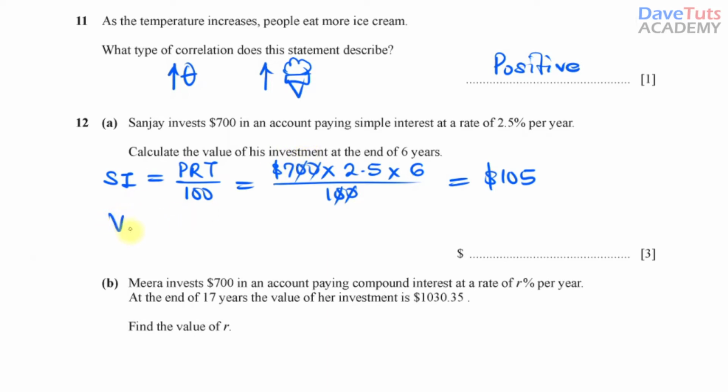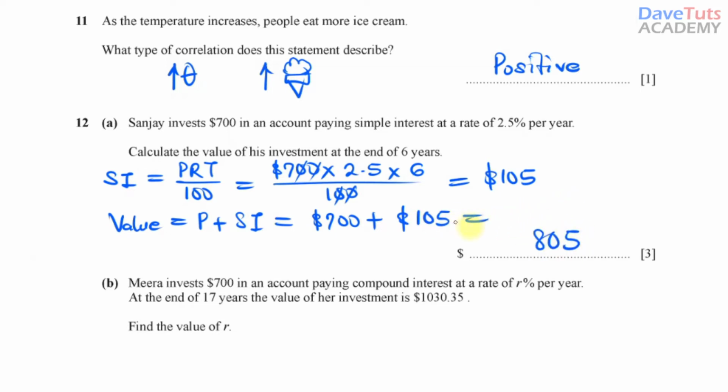But that's not going to be the value of his investment. The value we are looking for is going to be the principal plus the simple interest. So the principal is $700 plus the simple interest, $105. The addition of these two is $805. So $805 is the value of his investment at the end of 6 years.